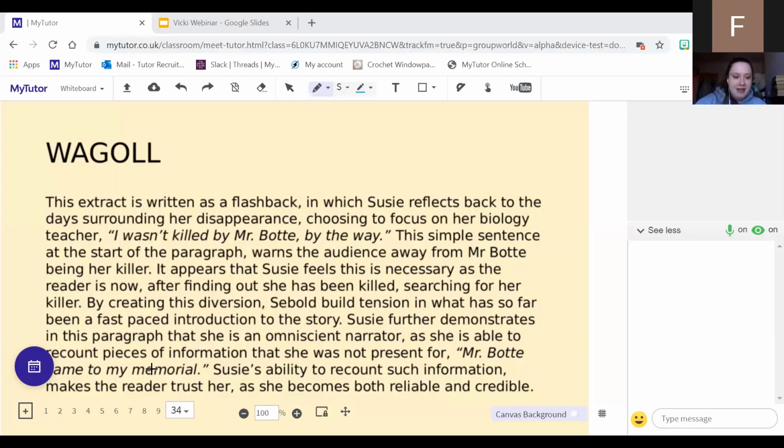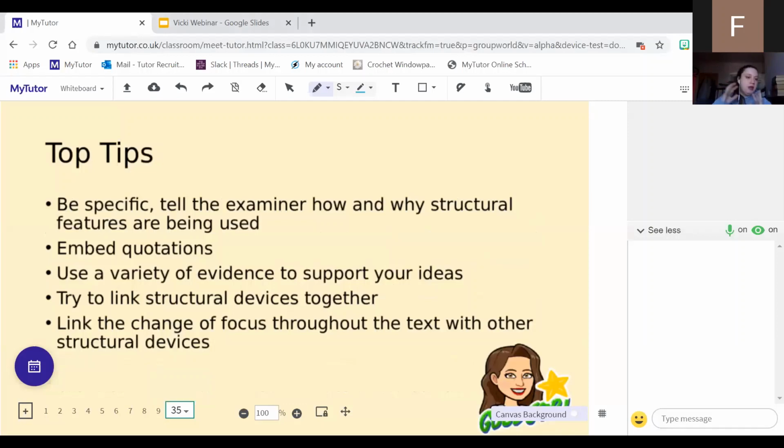Fabulous. So let's just quickly move on. I think I've just got one more slide. So top tips then, which we're going to be going over during the week. Be specific, tell the examiner how and why structural features are being used. If you just say, here's a structural feature being used, you don't get that many marks because you need to analyse it. Embed your quotations, use a variety of evidence to support your ideas.